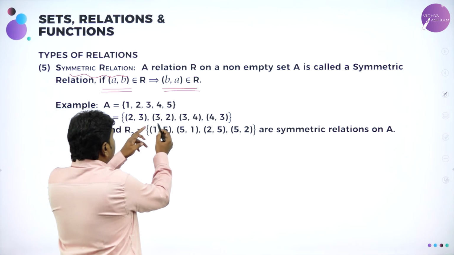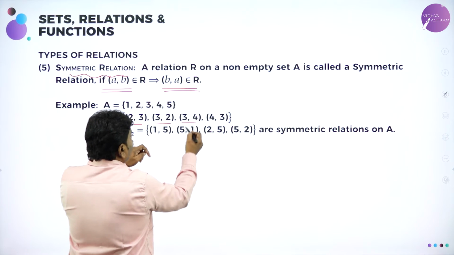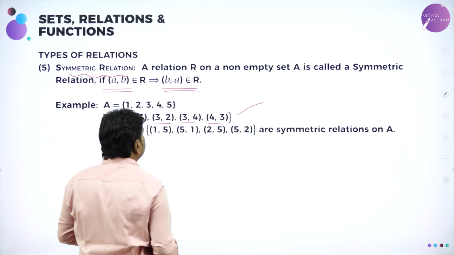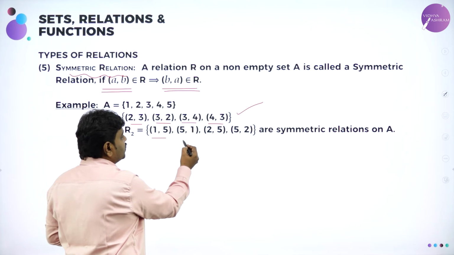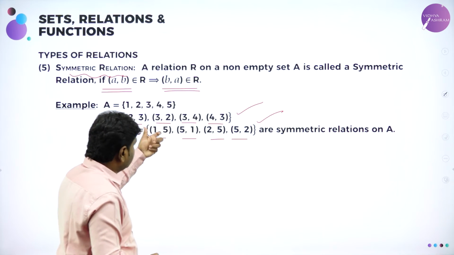See here, 2 3 is there, 3 2 is there. So 2 3 is there, its reverse 3 2 is also there. 3 4 is there, 4 3 is also there. So R1 is symmetric. Here 1 5 is there, its reverse 5 1 is there. 2 5 is there, 5 2 is there. So this is also symmetric and this is also symmetric.